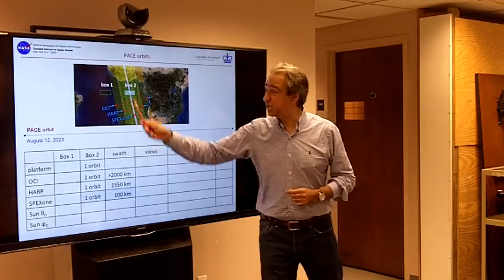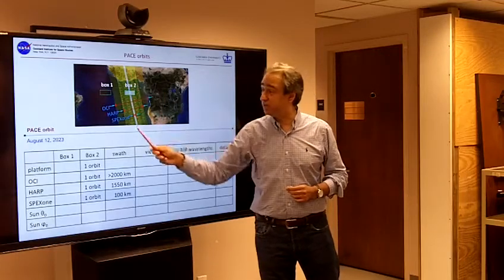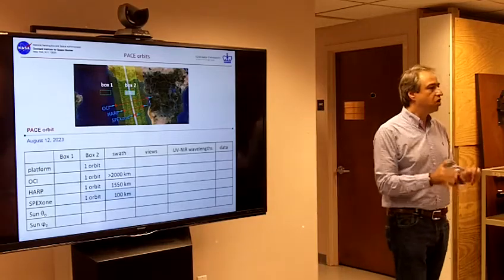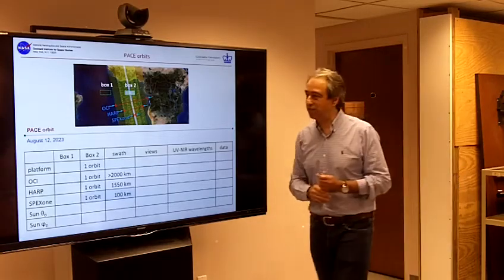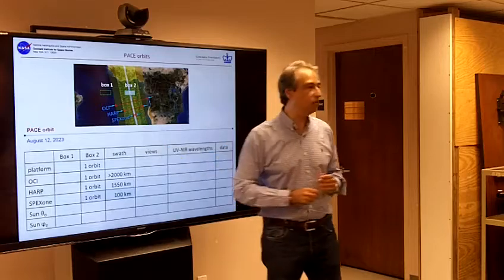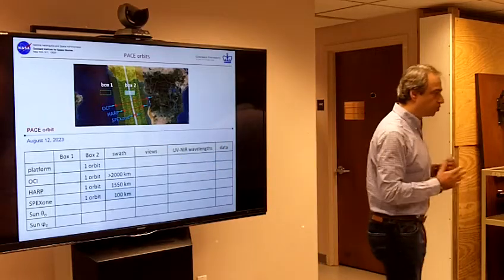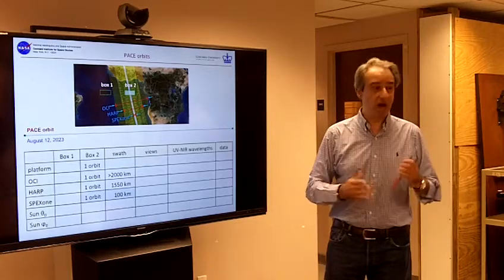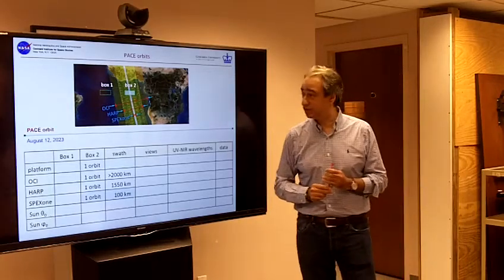On the other hand, SPEX 1, which is indicated here by this white swath, has a much smaller swath. And so that means that SPEX 1 would also only observe box 1 and box 2 up to 5 times per half month in August.